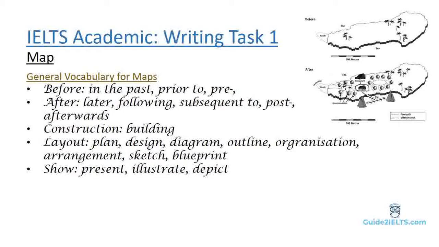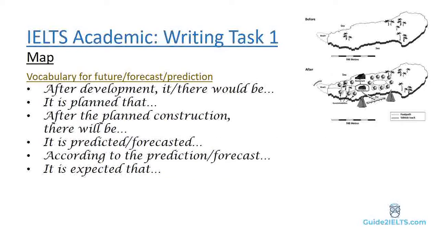Show, depict, illustrate, present. While writing a report, whether for maps or for some graph, we should check if some future planning or forecast is mentioned, in which case the sentences would need to be structured accordingly. For example, after development, it would be or there would be, it is planned that, after the planned construction, there will be. In case of a forecast, the sentences could be something like, it is predicted or forecasted, according to the prediction or forecast, it is expected that.